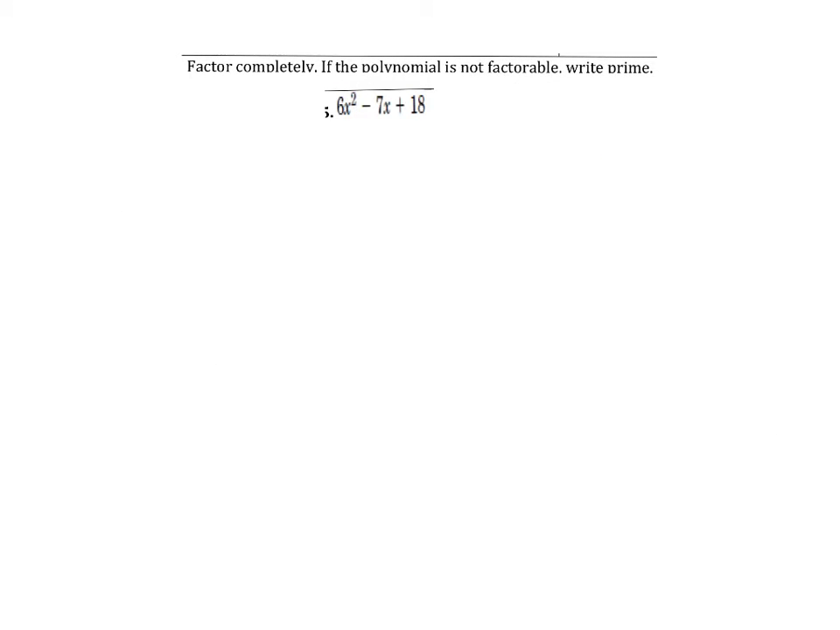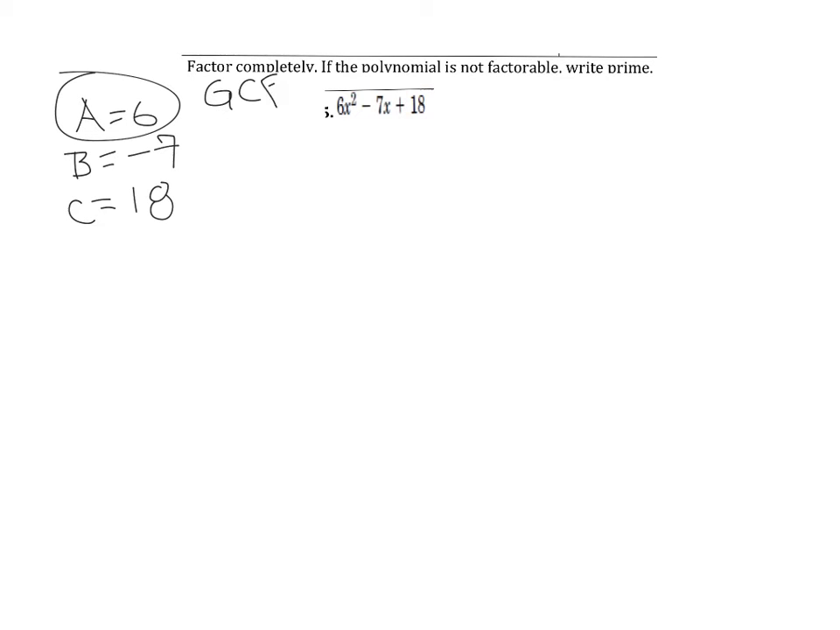Alright, I have a trinomial, and it does look like a is greater than 1. My a here is 6. My b is -7. And my c is equal to +18. Because a is greater than 1, I'm going to look for a GCF. 6, 7, and 18. I do not see anything plausible to divide or factor out of that. I looked at my trinomial. They have x, but not all of them have an x in common, so there's no GCF.